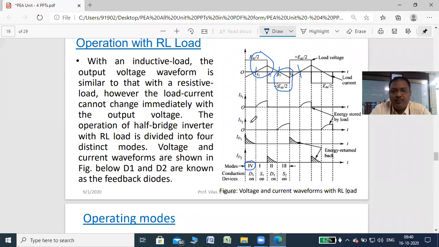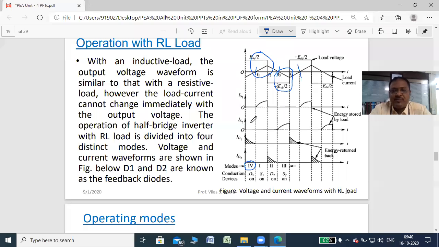Second case, case 2, when S1 is on, then what happens? Current starts to flow from the upper battery, then P, then S1, then the A point, then the inductive load, then O, and then back to the negative terminal of the battery. This time, the inductor stores the energy in its magnetic field. The polarity of stored charge is A positive with respect to O, right?